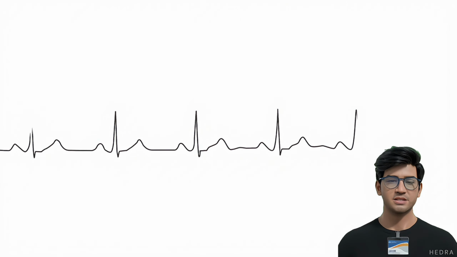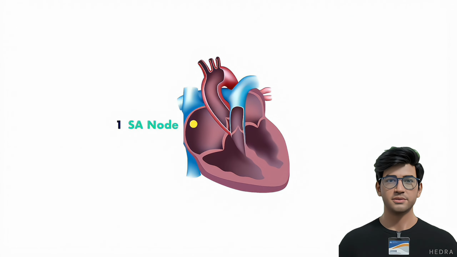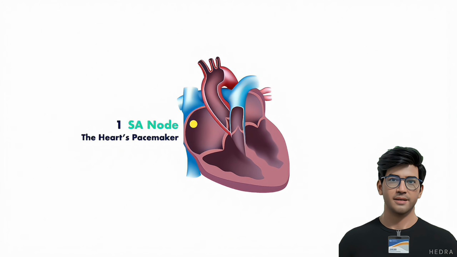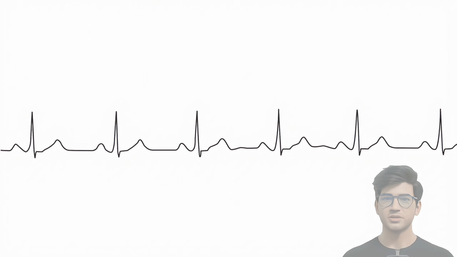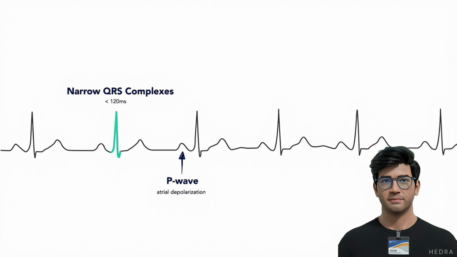Normal sinus rhythm is the default cardiac rhythm that represents the normal electrical activity through the heart. Electrical impulses start at the sinoatrial node, also known as the heart's pacemaker. This produces electrical impulses that are sent to the AV node and subsequently to the ventricles. In normal sinus rhythm, QRS complexes are narrow and always preceded by P waves.